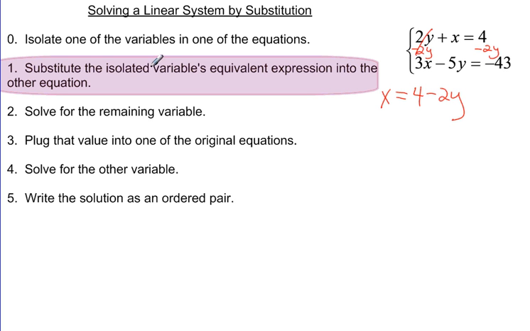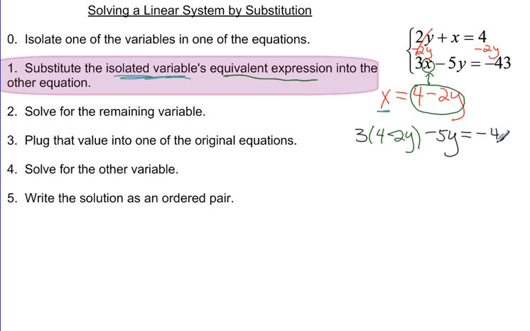Okay, well let's do some color coding here. The isolated variable is this. Its equivalent expression is this. So what we're going to do is take this expression, 4 minus 2y, and plug it in for x in the other equation. So, let's see, what we're going to get is 3 times the quantity 4 minus 2y, continuing on, minus 5y equals negative 43.